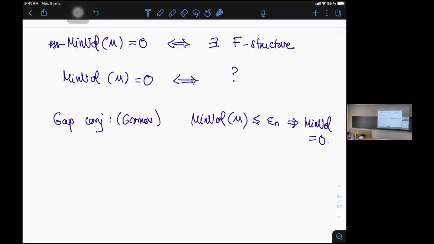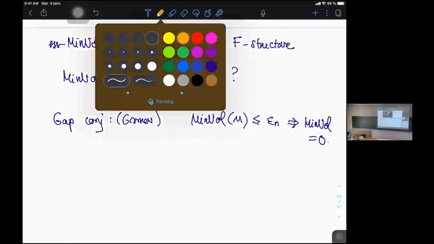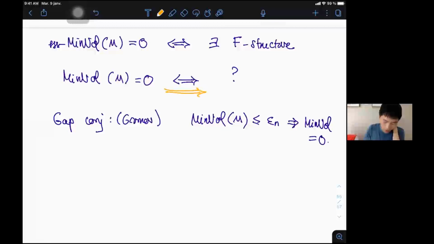In the second line, is there an application? So minimal volume of M equals 0 implies that there is an F structure. Oh, so yes. So thank you, I didn't mention it, but at least, as you said, there is one direction that is known. But the thing is that this is not the right condition because the other direction is known to be false.